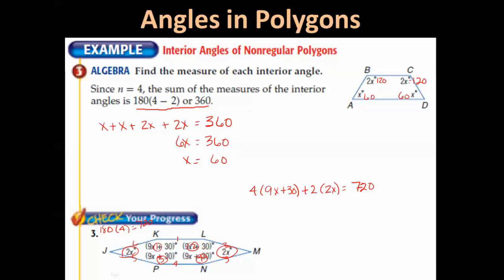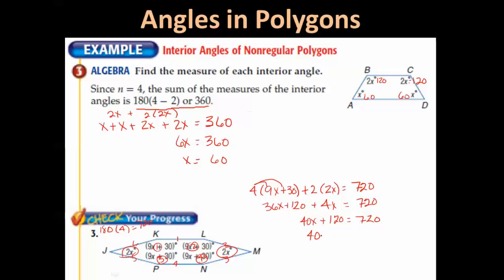I just did that so I wouldn't have to write all that stuff over and over again. Up here I could have gone 2x plus 2x like that, or I could have just added them all up in my head and done 6x to begin with. But you've got to distribute the 4. And then you've got to multiply the 2 and 2x. And then go ahead and combine your like terms. So you're going to have 40x plus 120 equals 720.